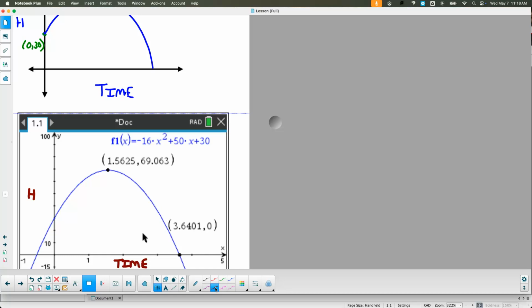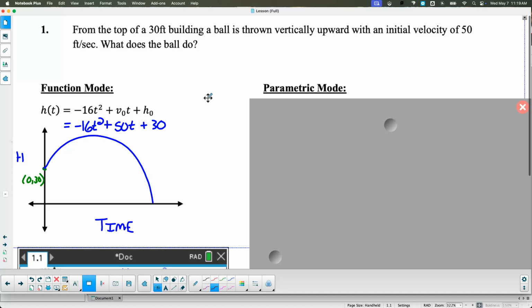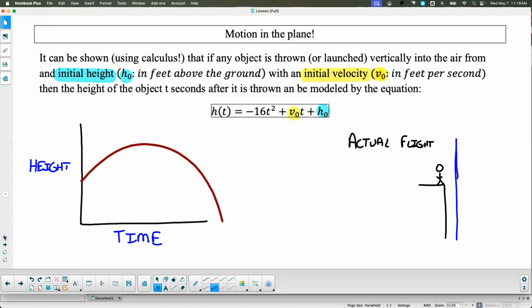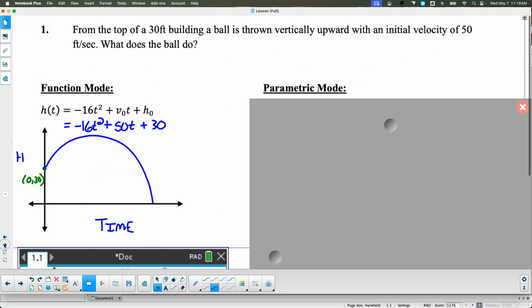Okay, so we've got that one. Now, let's parametrically do this exact same thing. What the parametric mode is going to give us is the precise flight of the ball. So like on this last slide, this was the height versus time. Then we had the actual flight. The actual flight is going to be the parametric mode for this one.